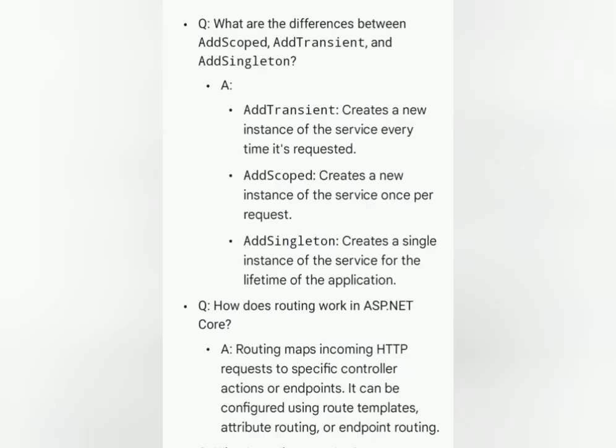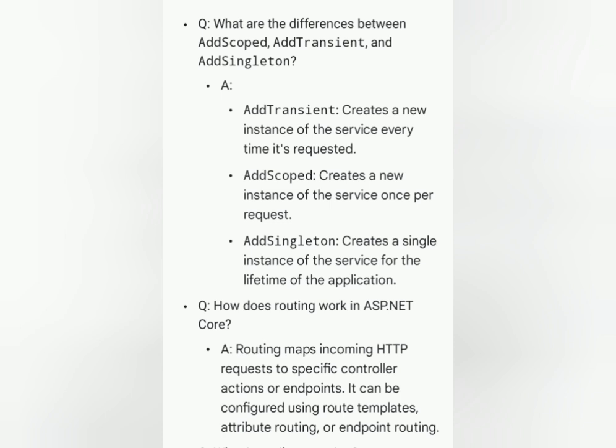Q. What are the differences between AddScoped, AddTransient, and AddSingleton? A. AddTransient creates a new instance of the service every time it's requested. AddScoped creates a new instance of the service once per request. AddSingleton creates a single instance of the service for the lifetime of the application.